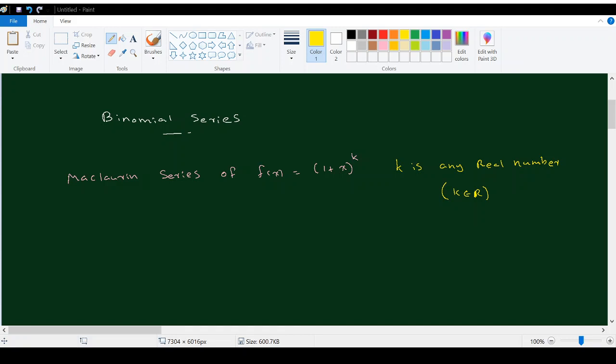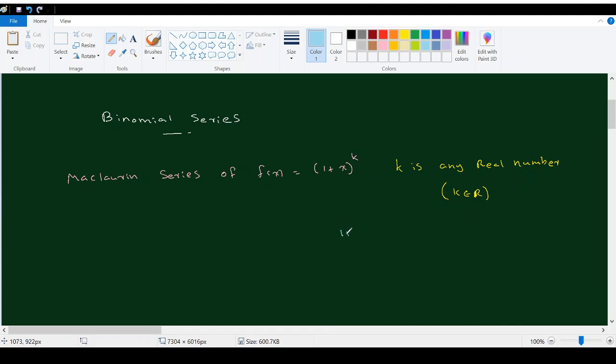Now let's have a look at a special Maclaurin series called the Binomial series. This is actually the Maclaurin series of 1 plus x to the power k, and the important point here is that the k is any real number. Now we already know what will happen if k is just a positive integer.